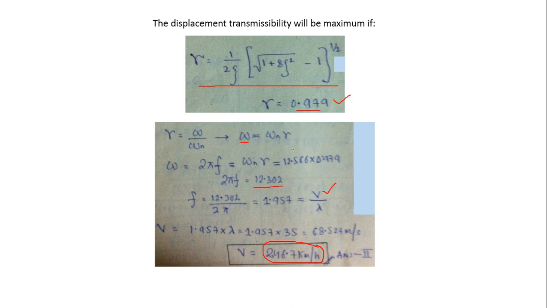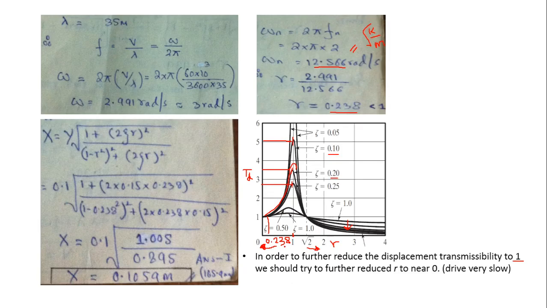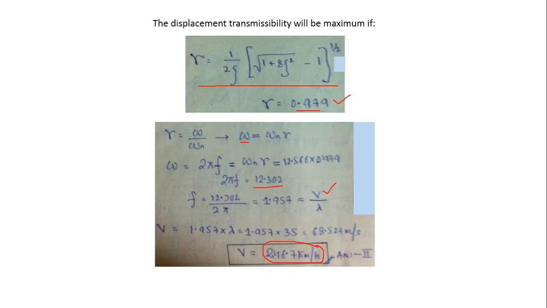Okay. So if you start driving your car with this velocity, 246.7 kilometer per hour, you are going to have maximum displacement, and that will be inconvenient. So that is why I told you that it is better to reduce the value of r and bring it closer to zero, so that the displacement transmissibility remains approximately 1.